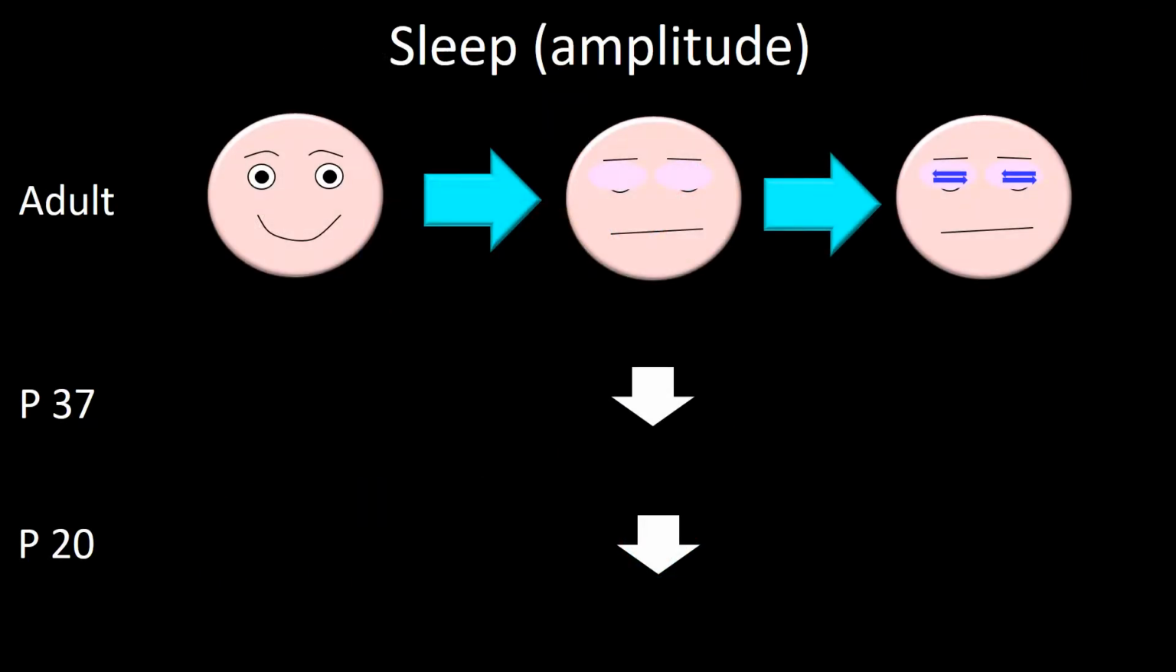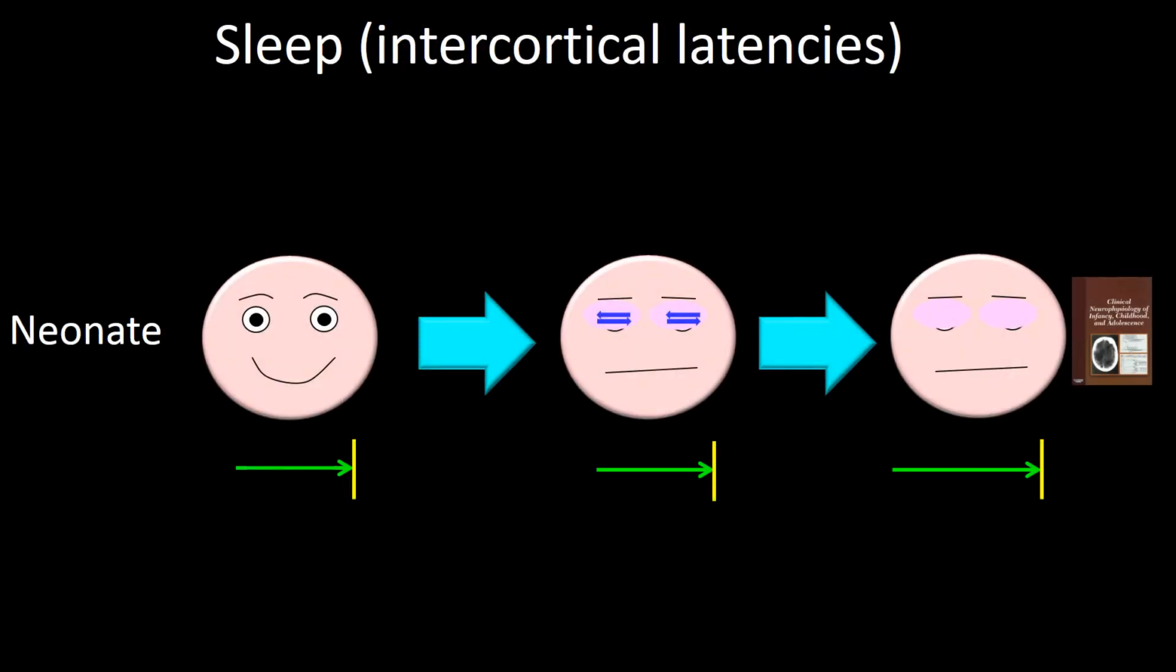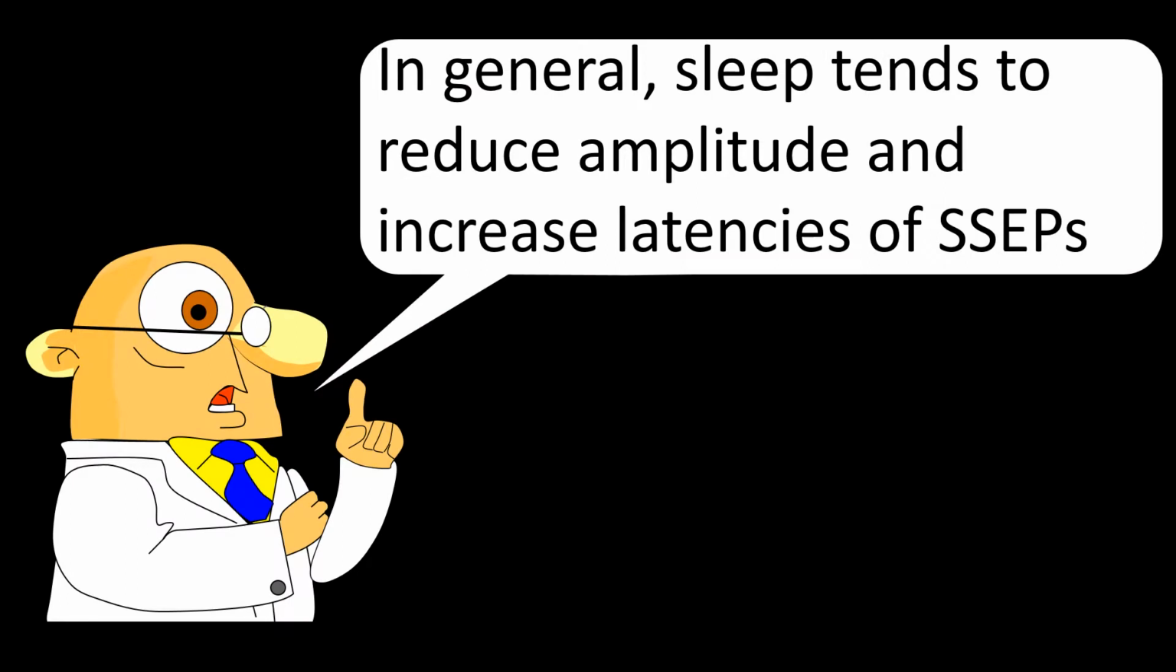Amplitude of cortical potentials also tend to go down during stage 2 sleep. The behavior of cortical potential during other stages of sleep is unknown, including during REM. Some studies in neonates and young children have mentioned that latencies to somatosensory potential during REM sleep and wakefulness are the same. In general, we can say that sleep tends to produce reduced amplitude and increased latency of somatosensory evoked potentials recorded from the cortex.